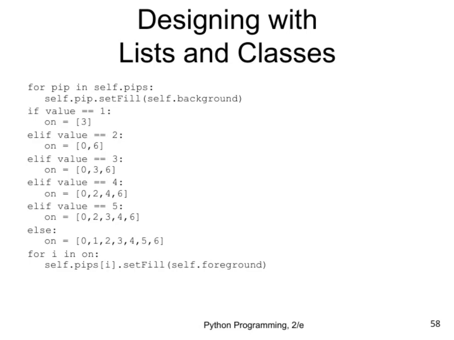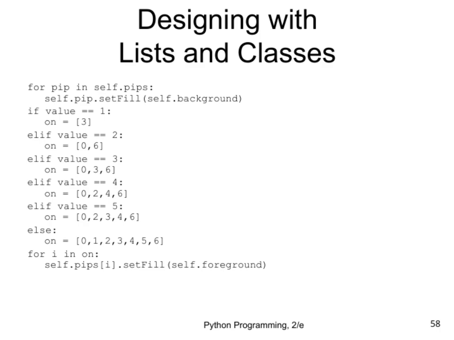Let's take a closer look at this code snippet. First, we see a loop that goes through each pip in self.pips, and for each one, it sets the fill to the background color. This effectively clears or resets all the pips on the display. Next, the code checks the value variable, which represents a number, and based on that value, it determines which pips should be on or filled.